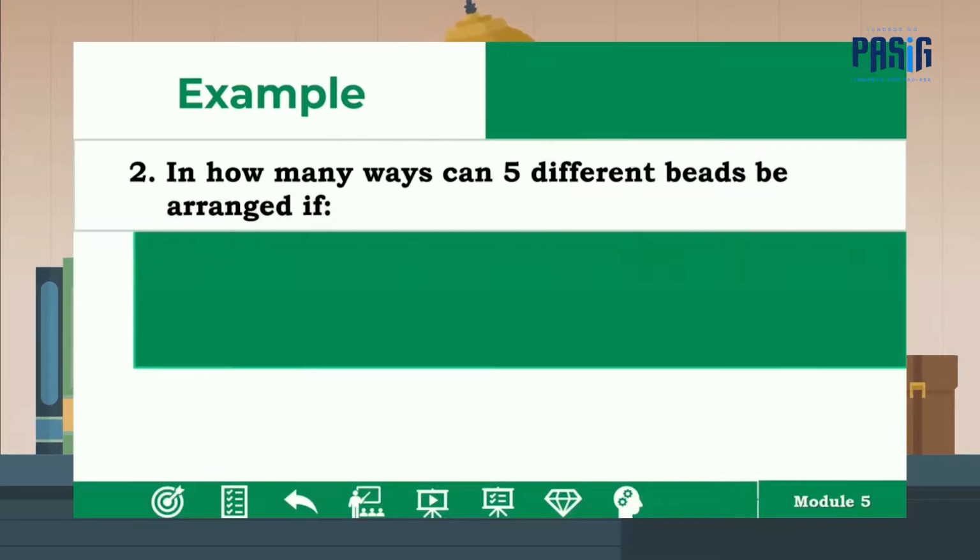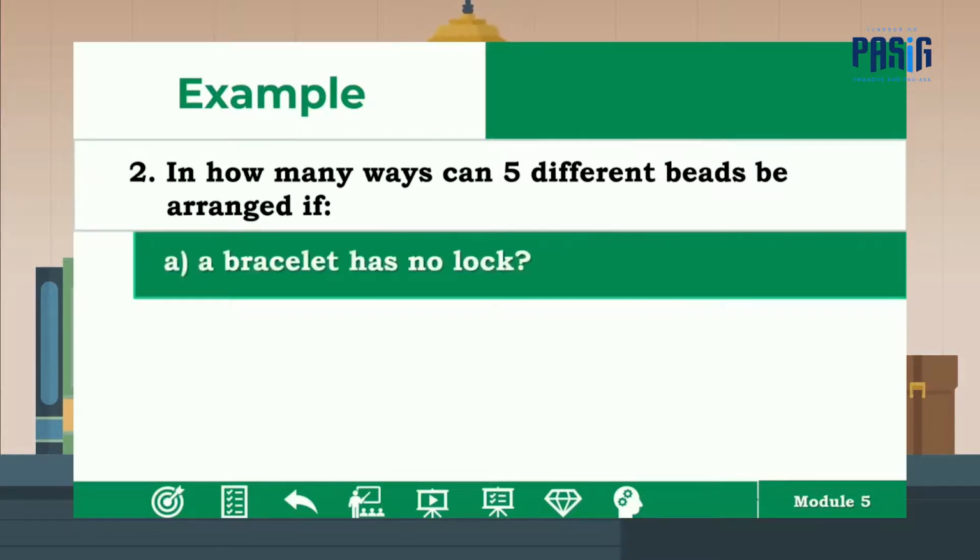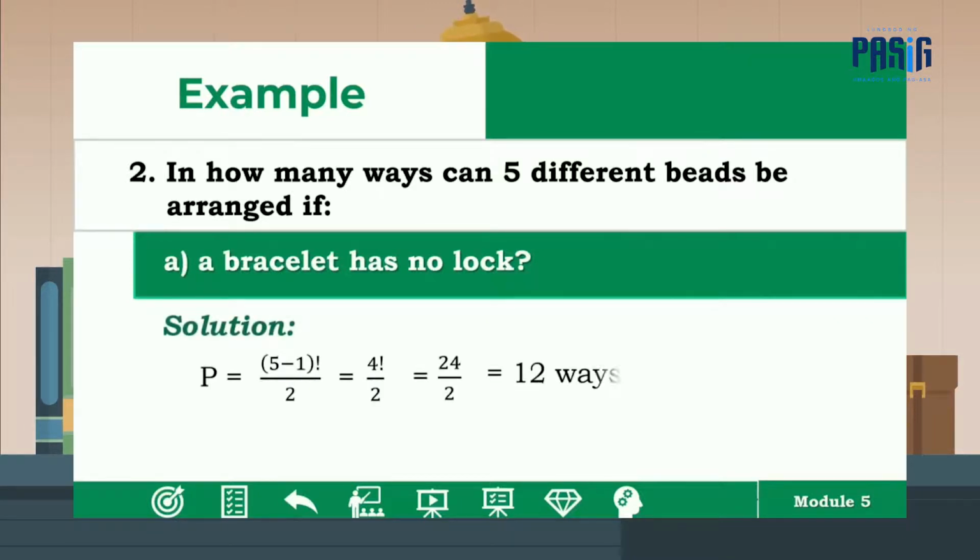Number 2, in how many ways can 5 different beads be arranged if a bracelet has no lock, and if a bracelet has a lock? So let's solve first for a bracelet with no lock. We have n is equal to 5. So P is equal to 5 minus 1 factorial divided by 2. And 5 minus 1 is equal to 4 factorial divided by 2. And 4 factorial is equal to 24. So we have 24 divided by 2, which is equal to 12 ways.